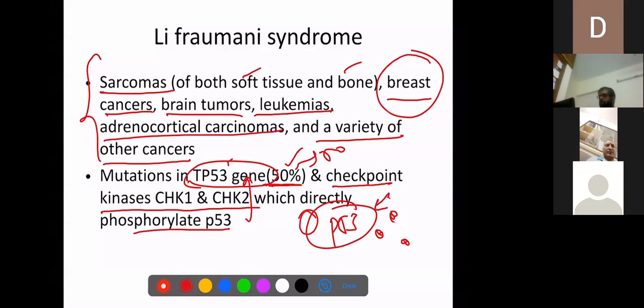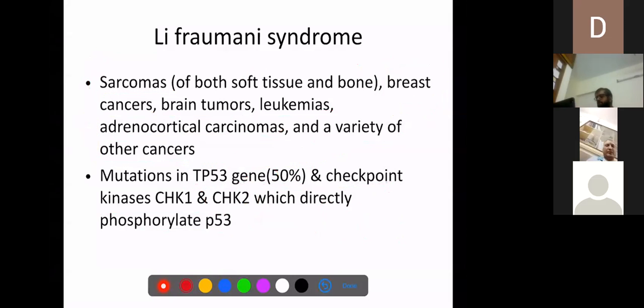So for Li-Fraumeni syndrome, there may be a question like this: in Li-Fraumeni syndrome, which gene is mutated, and 4 options may be given. p53 may not be one of the options. There may be an option CHK2 and 3 more options. In that case, when there is no p53 mutation given in the options, you have to go for a CHK2 or CHK1 mutation.